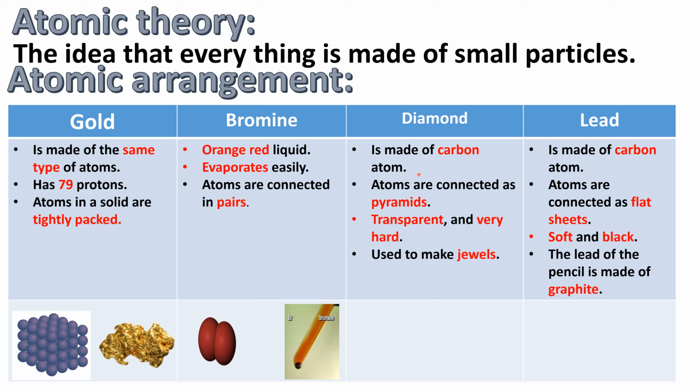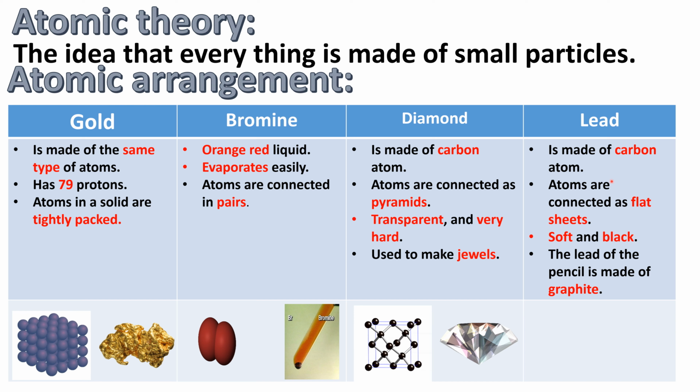Diamond is made of carbon atoms. Atoms are connected as pyramids, transparent and very hard, used to make jewels. Here is diamond, transparent and very hard. Atoms are connected as pyramids and used to make jewels.